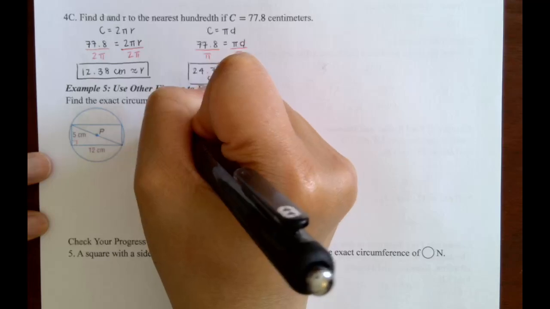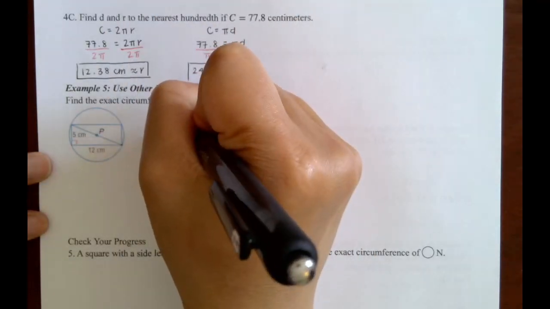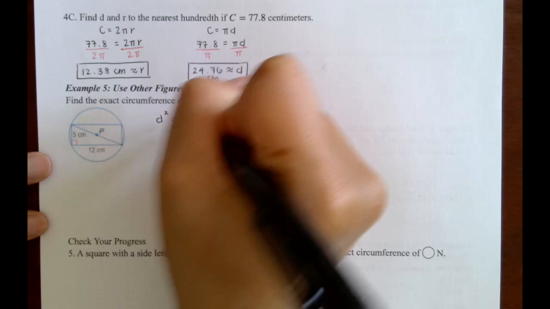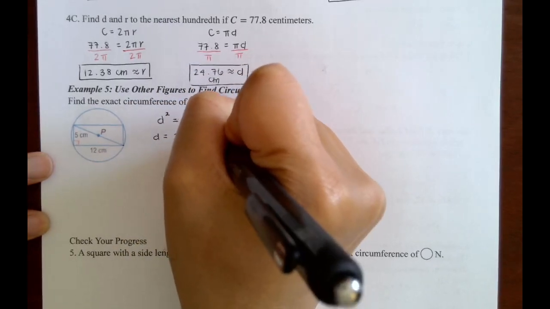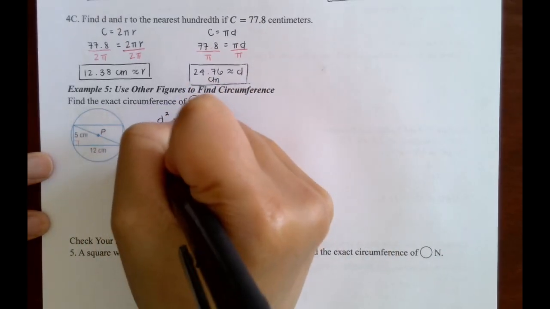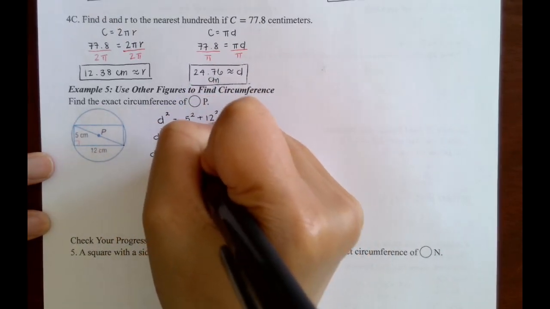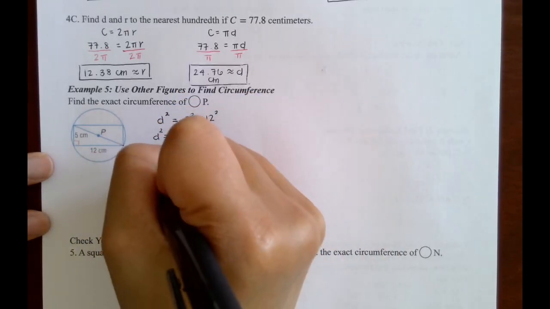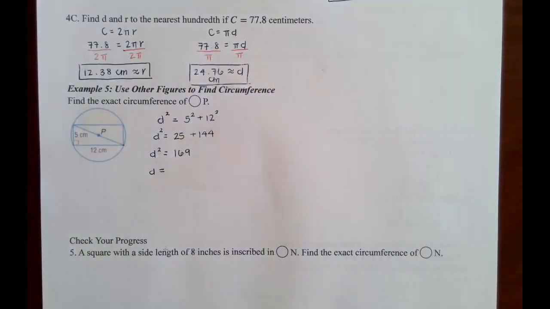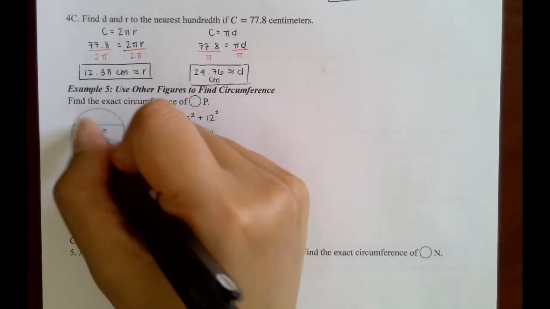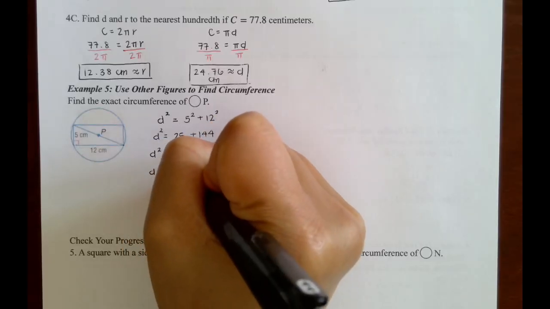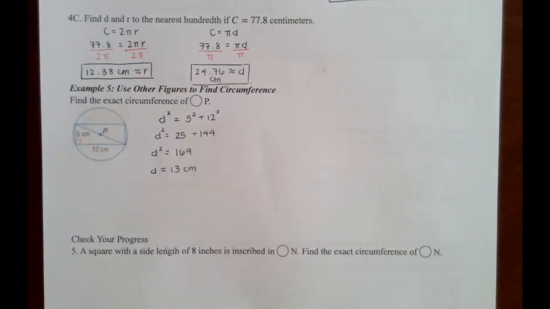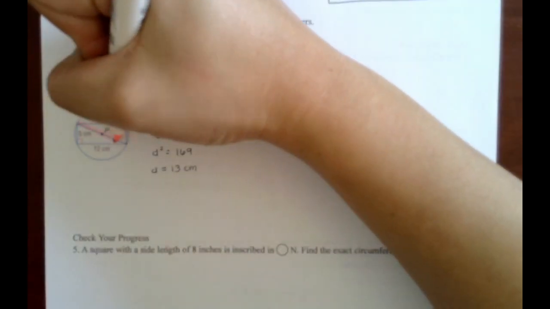So here, I'm going to call it D because it's our diameter. D squared, same thing as C squared in this case, is 5 squared plus 12 squared. 5 squared is 25. 12 squared is 144. 25 plus 144 is 169. And when I square root both sides, instead of having positive and negative 13, because this represents distance, I can't have negative 13. So here my diameter is 13 centimeters. So this here, my hypotenuse, is 13 centimeters.